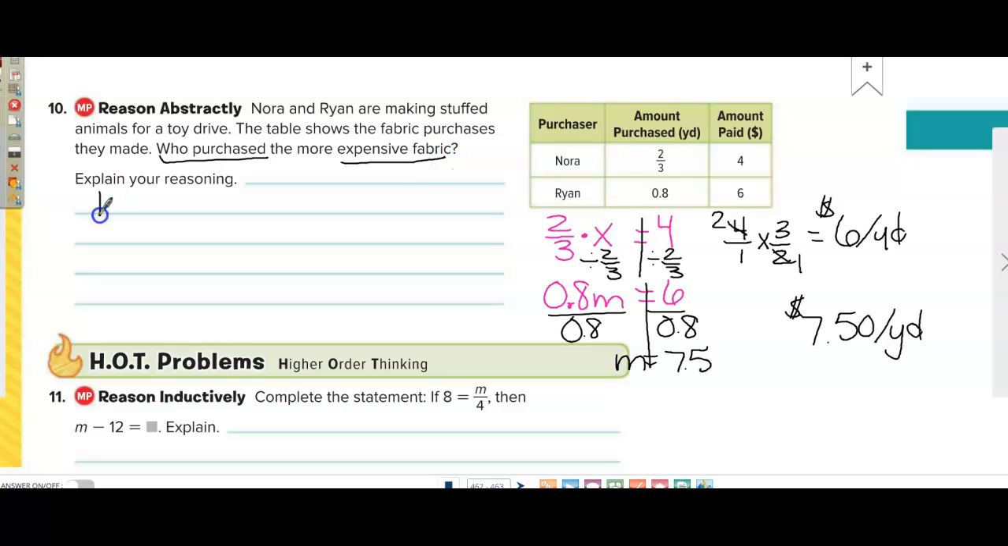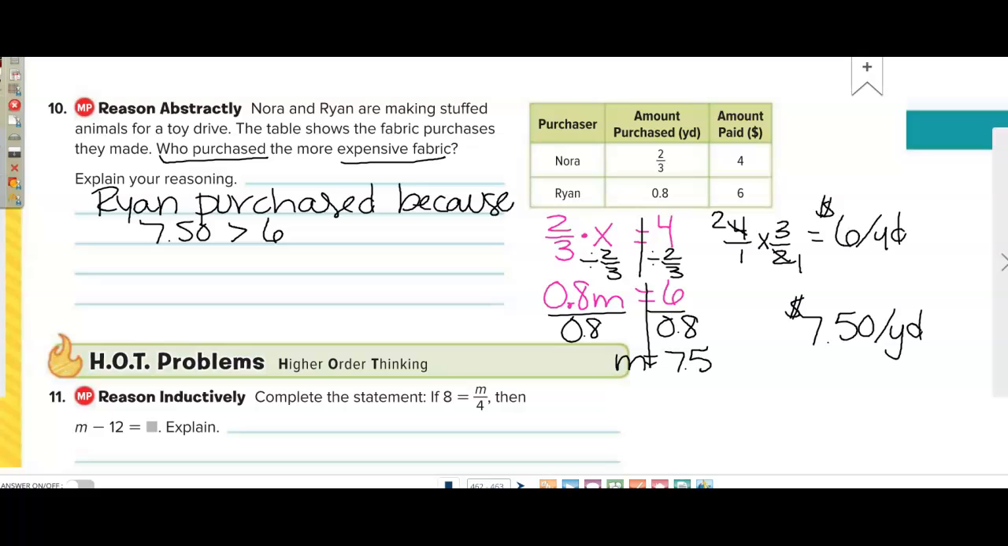So going back to our question, we want to know who purchased the more expensive fabric. Ryan purchased the more expensive fabric because $7.50 is greater than the $6 fabric that Nora purchased.